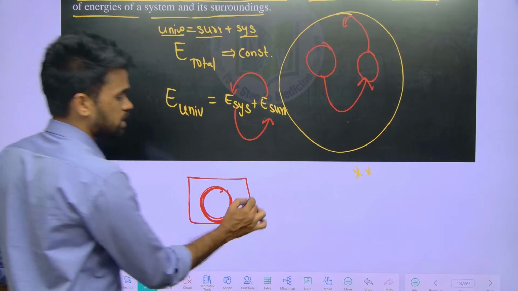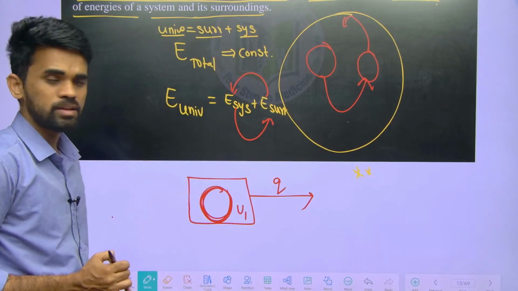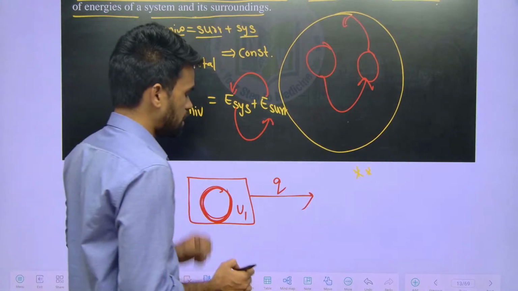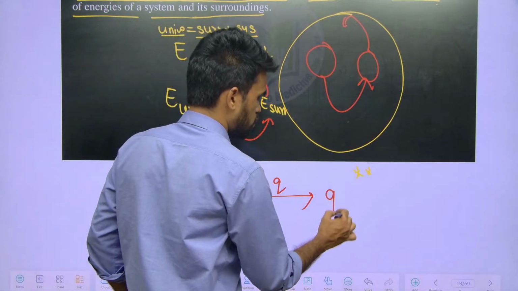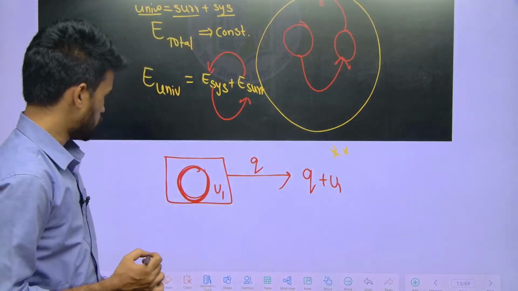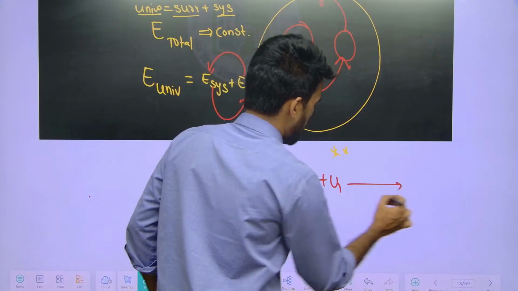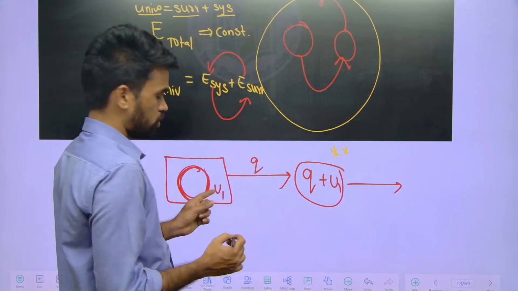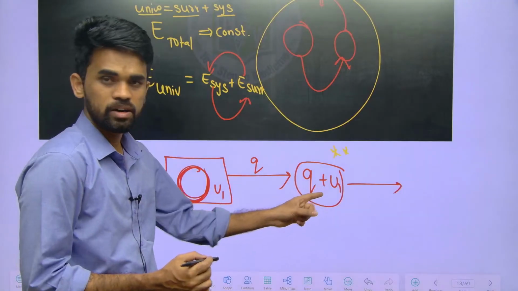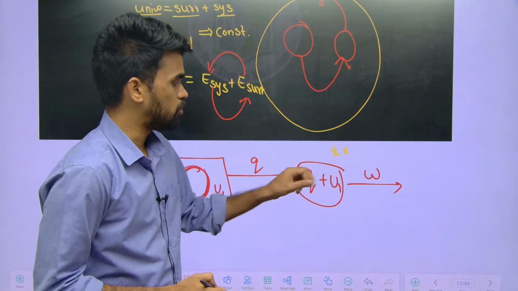To this I am supplying Q amount of heat. To this system what I am supplying? Q amount of heat. Then its energy becomes Q plus U1. Now from this Q plus U1, energy of the system becomes Q plus U1 now. Again on this I am doing W amount of work. What I am doing? W amount of work.